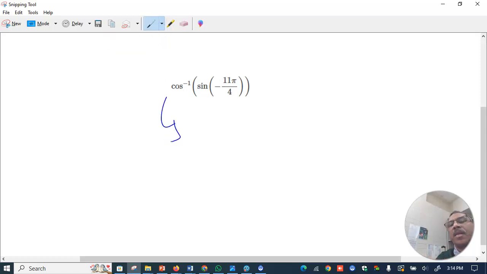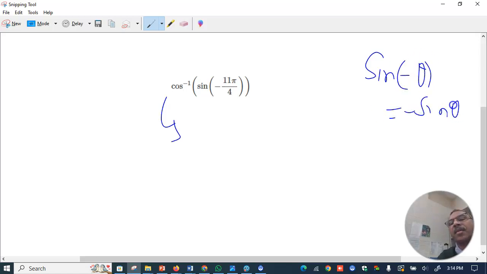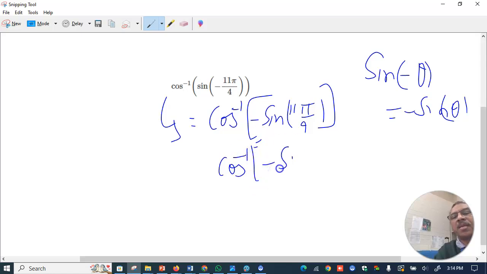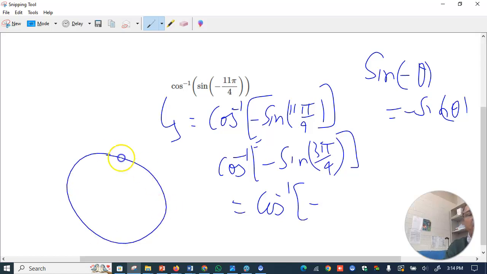Watch this. This is the same as sine of minus theta is minus sine theta. We can use this piece and say, okay, this is cosine inverse of minus, here, and sine of 11 pi by 4. See, just to avoid the negative, you get this. And then again, last time I showed you that this is the same as sine of 3 pi by 4. See, and sine 3 pi by 4 on the unit circle here: pi by 4, 2 pi by 4, 3 pi by 4, which is in the negative x region.